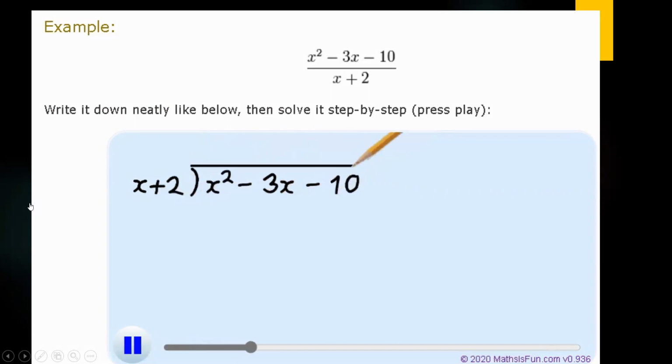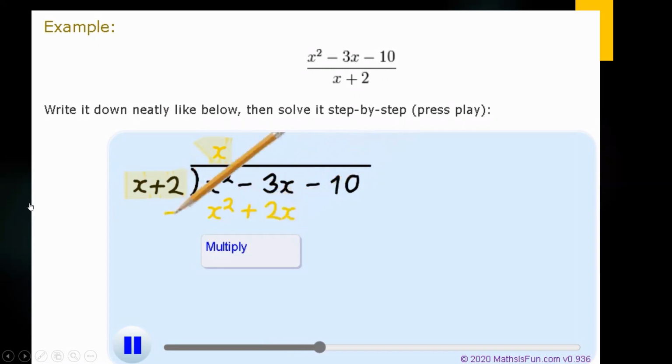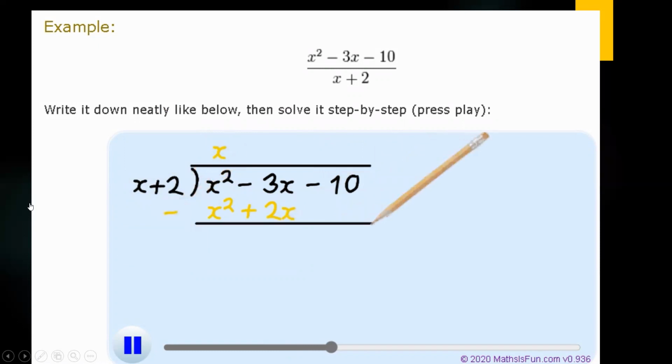So here, first, we have to write the numerator as the dividend, and x plus 2 as the divisor. Then divide x squared over x, you get x, then multiply x by x plus 2. So you get x squared plus 2x. Then subtract in order to cancel. Remember that when you subtract, you have to change the sign of the 2x. So now you have negative 5x minus 10.